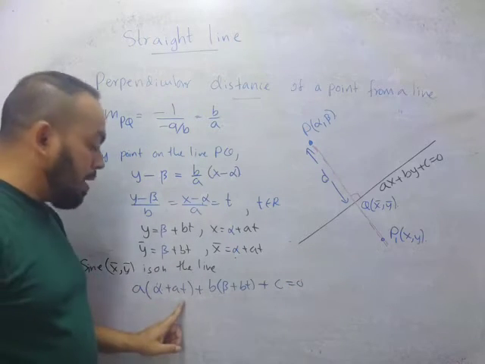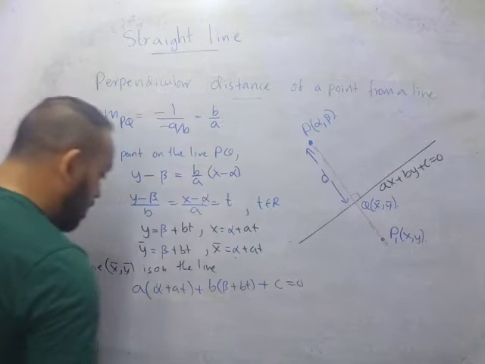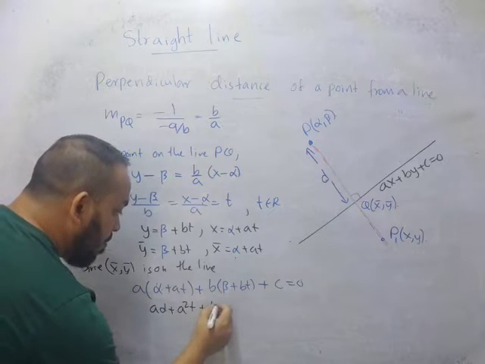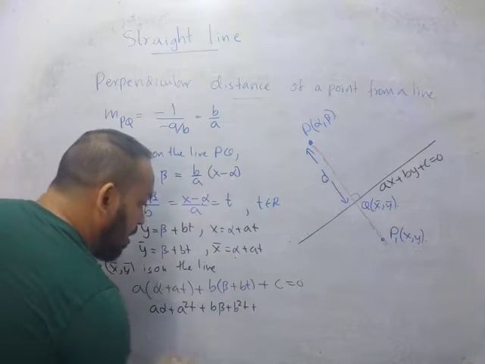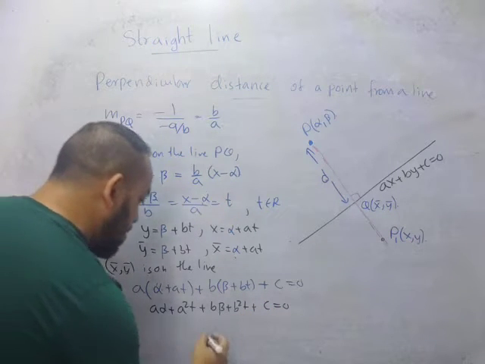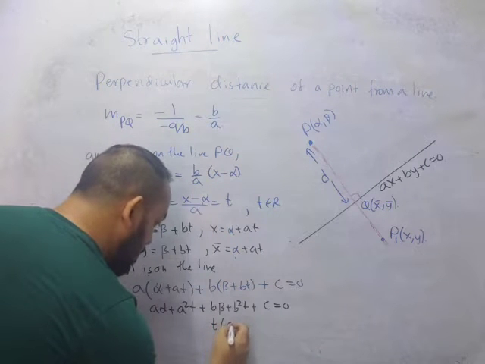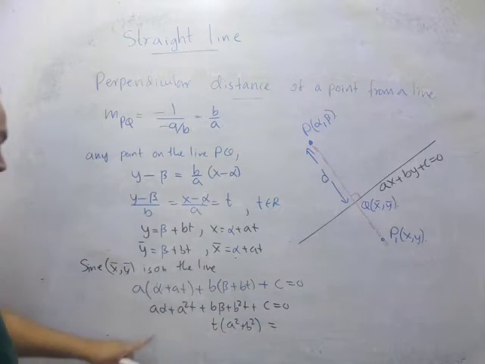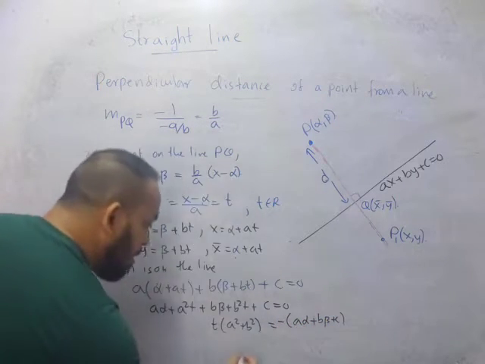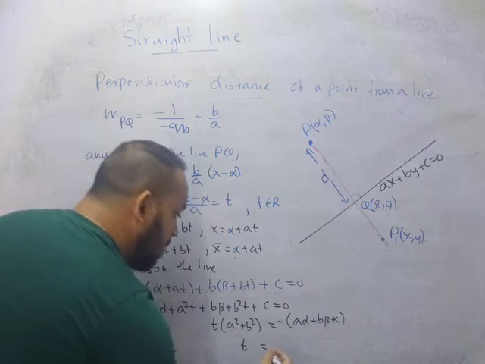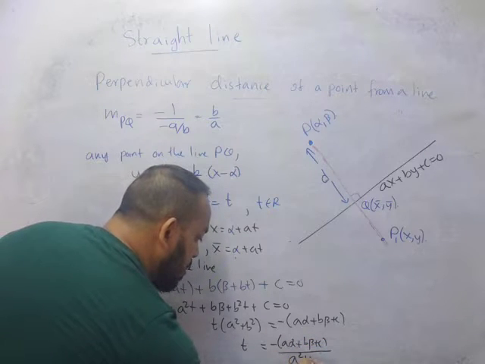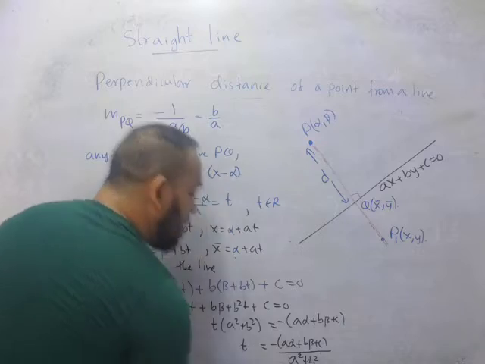From this equation we can find a value for t. How do you find a value for t? Let me expand this one. Then a alpha plus a square t, b beta plus b square t plus c equals 0. Then we can factorize this one. Then t times a square plus b square must be equal to minus a alpha plus b beta plus c. So t is therefore equal to minus a alpha plus b beta plus c divided by a square plus b square. This is the t parameter.